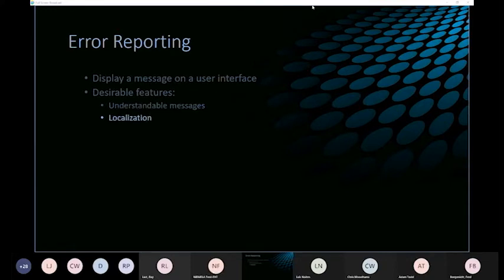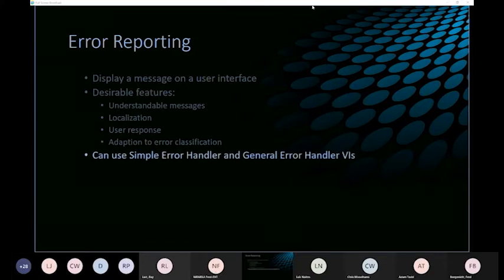You want to localize those messages as well. If your code can be used by people speaking different languages, that's important, right? So you definitely want to localize those. You could elicit a user response as well. Adapt for error classification, right? If you're classifying errors based on severity, those messages should adapt based on the classification. You could use the simple and general error handler VIs.